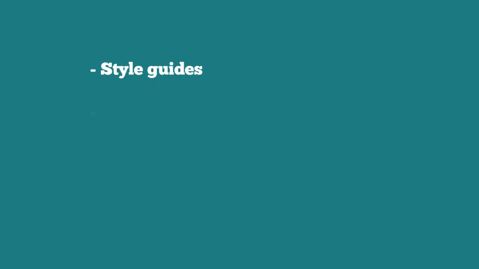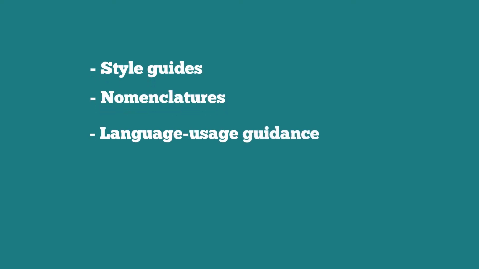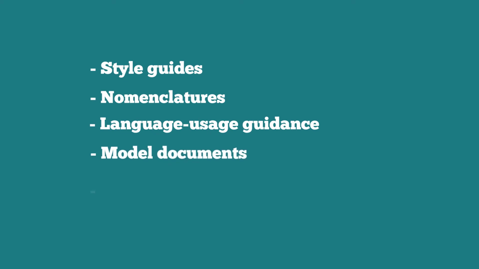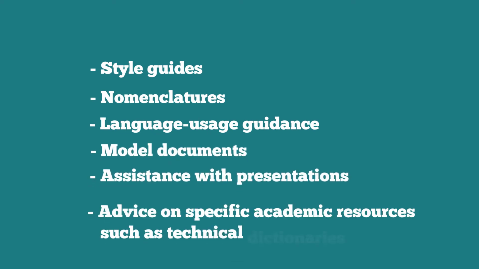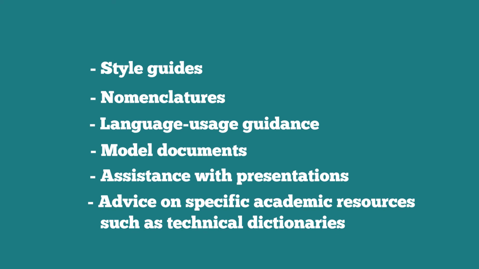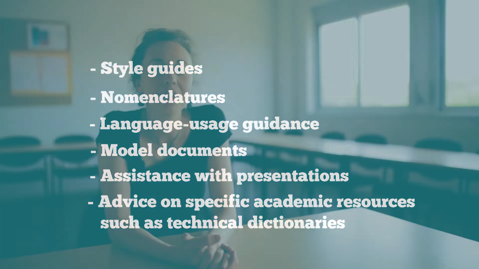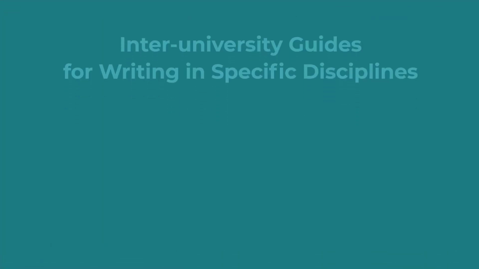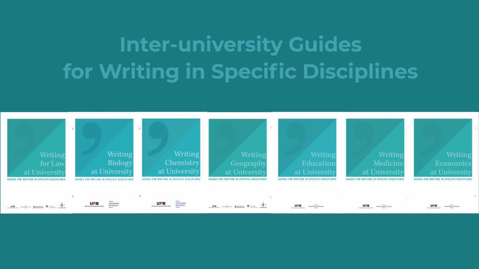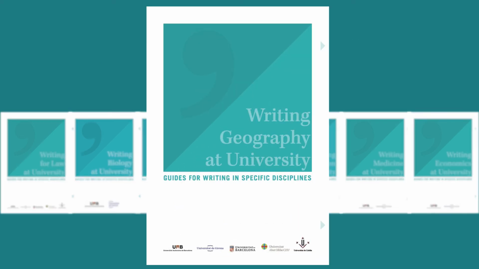Style guides, nomenclatures, language usage guidance, model documents, assistance with presentations, and advice on specific academic resources, such as technical dictionaries. Additionally, university language services create tailor-made language materials and produce other products that generally aim to improve users' ability in specialist language. Of particular relevance here are dedicated resources, such as the inter-university guides to writing in specific disciplines, which offer clear and direct help for writing effectively in these ambits.